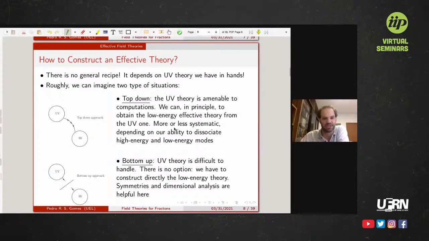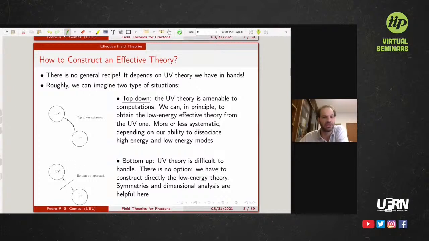This is a more or less systematic procedure and essentially depends on our ability to dissociate high energy and low energy modes. The second option is called the bottom-up approach. And the point is that this UV theory is hard to work with, right?